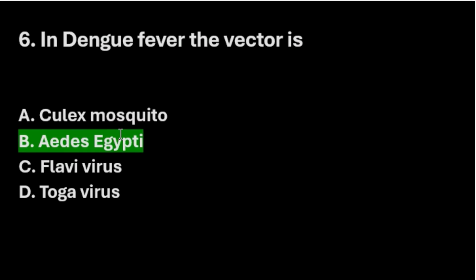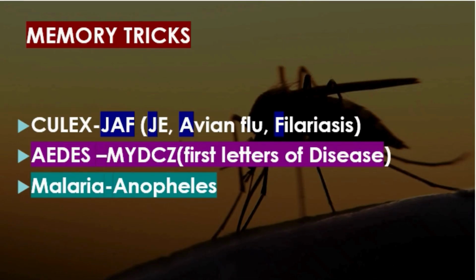How to avoid confusion from these two types of mosquito? This is the memory trick. Culex JAP and Aedes MYDCZ. Culex JAP is the short form of the disease caused by Culex, and Aedes MYDCZ is the other short form for Aedes. So first let us see Culex JAP. Japanese encephalitis, avian flu, and filariasis is caused by the Culex mosquito. Aedes MYDCZ. It's already explained many times, so I will go quickly.